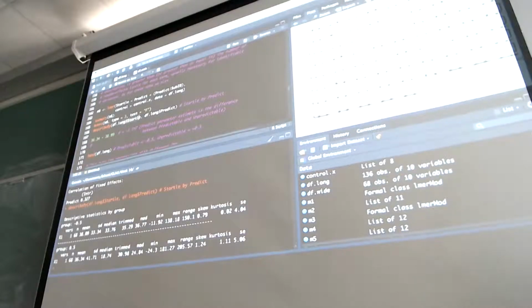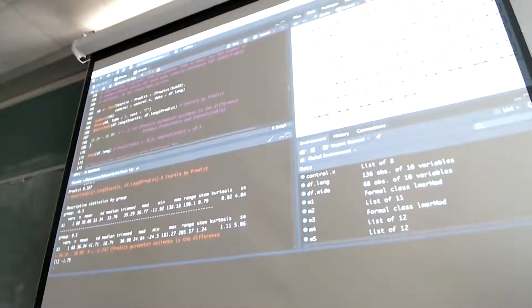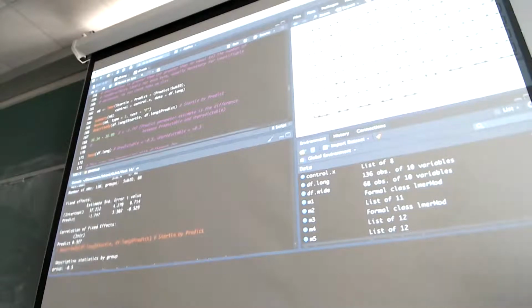When we describe the startle by prediction, we see that the average startle response for the condition that's coded -half is 38.09. The average for this one is 36.34. And when we check that out, we see that 1.747 is the difference between the average startle response for one condition and the average startle response for the other condition, which is our difference there.